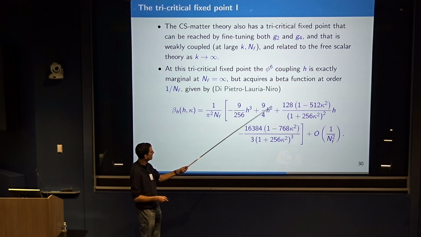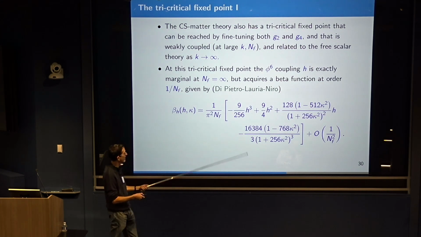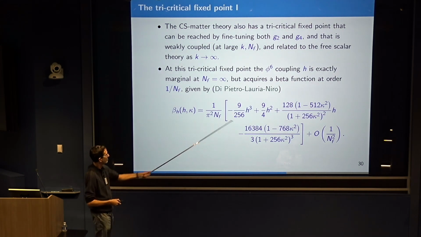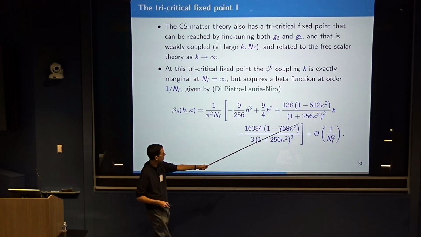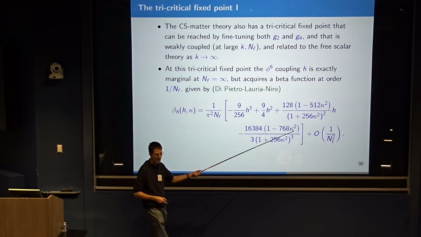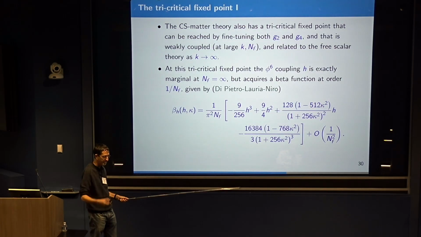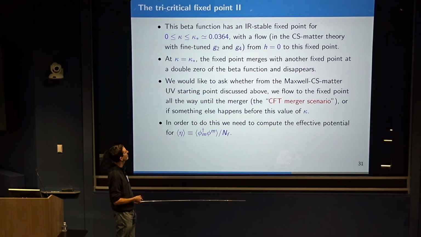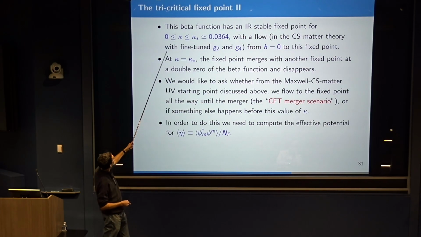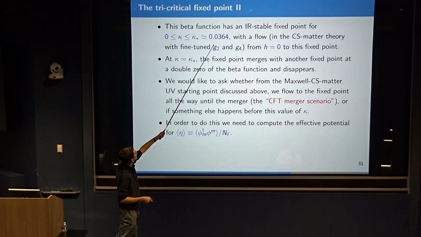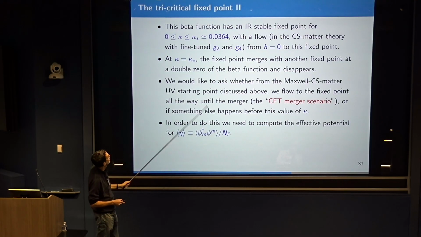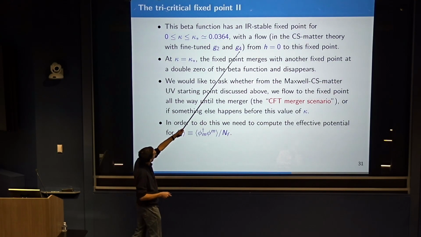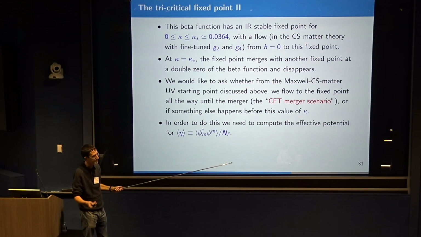And so we can analyze exactly what this phi to the sixth coupling does. And so this is the exact form of the beta function, which depends on this continuous parameter kappa, which I remind you is just the ratio of the Chern-Simons level to the number of flavors. And it turns out that for some range of values of this kappa, up to this very specific value, there is an infrared stable fixed point for this phi to the 6 coupling.